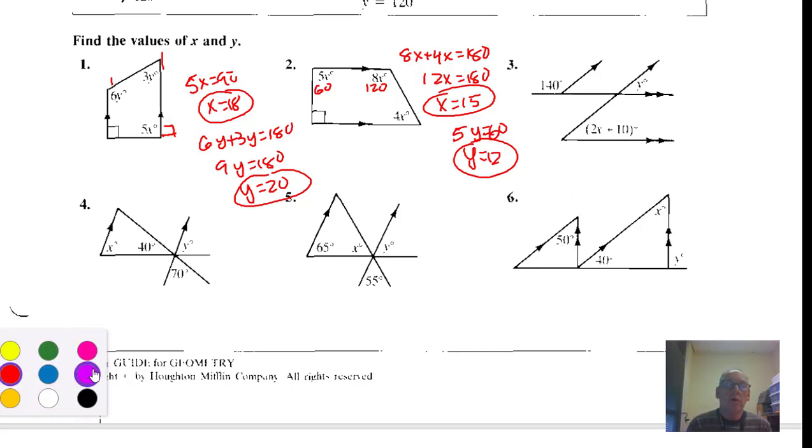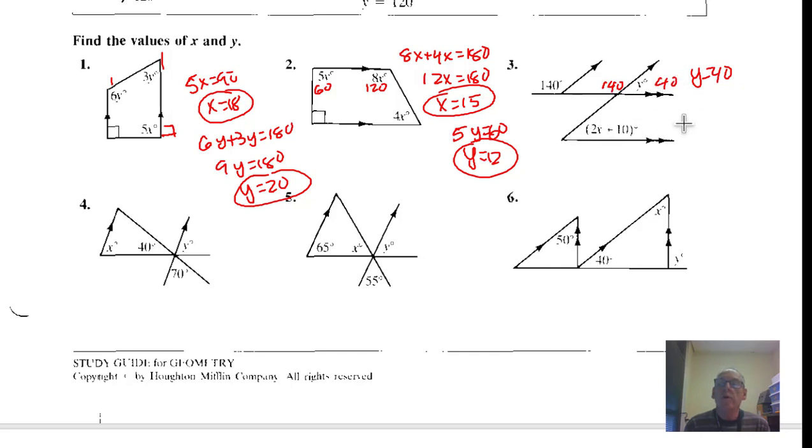Let's look at number 3. Okay, we got parallel lines. So here we have this 140 can jump over here with parallel lines. This is supplementary. It's a linear pair. That means that y is going to be 40. And then by corresponding angles with these lines being parallel, these have to be equal. So we have 2x plus 10 has to equal the 40. Take away 10 from both sides. 2x is 30. x is going to be 15. That's how we get those.